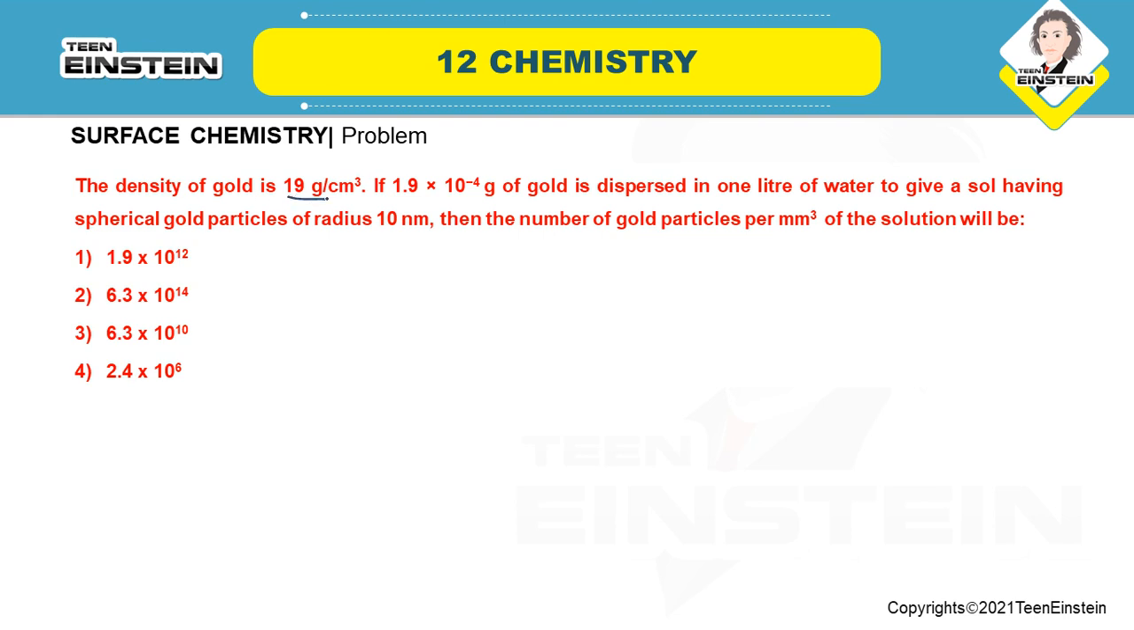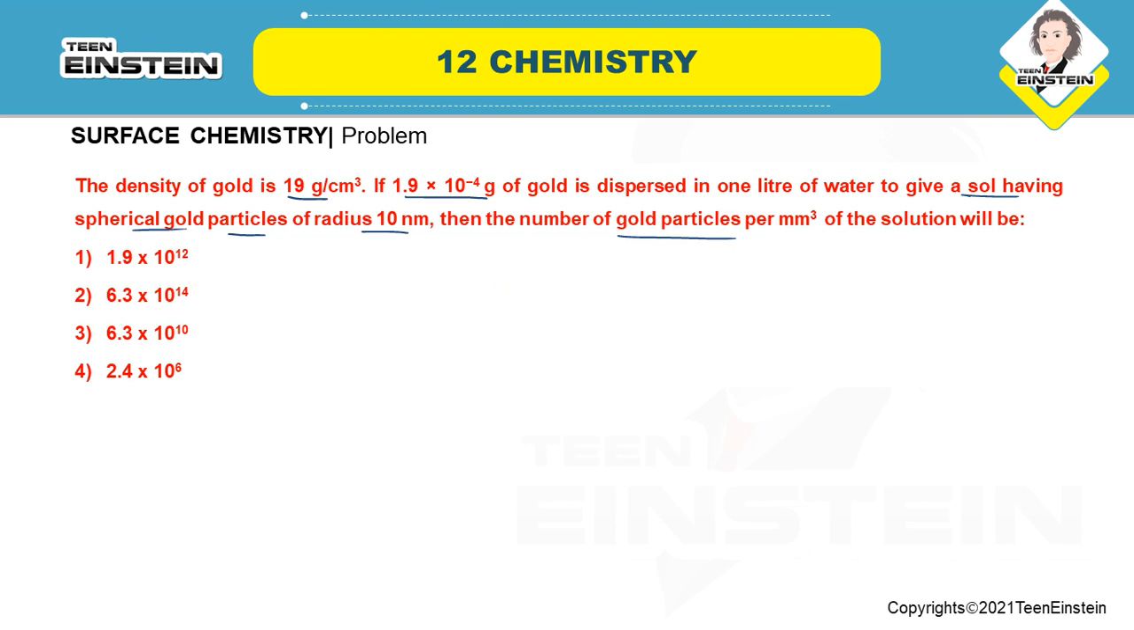Density of gold is 19 gram per centimeter cube, very high. If this amount of gold is dispersed in 1 liter of water, so this is the dispersed phase, and the dispersed medium is water, it is giving us a sol, that means solid in liquid, having spherical gold particles, radius given 10 nanometer, very small obviously. We have to find out the number of gold particles per millimeter cube of the solution.